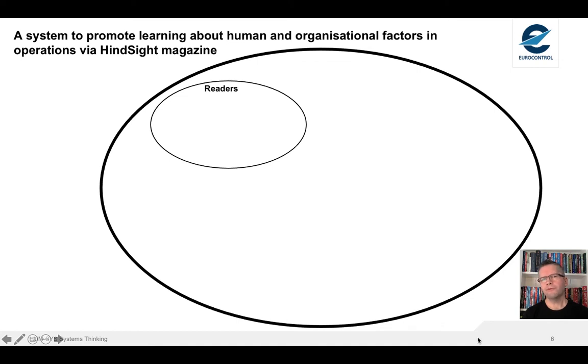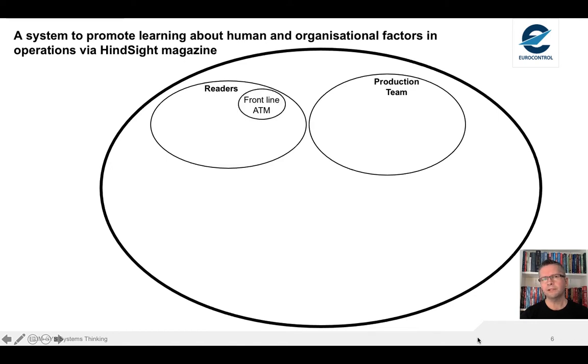My first thought was about the readers. So I need to identify the readers of the magazine, and prior to me taking over as editor, there were already a set of readers which were primarily within aviation, and within that, primarily within air traffic control. But I also know that there has to be a production team. So there needs to be readers, and there needs to be a team responsible for producing the content.